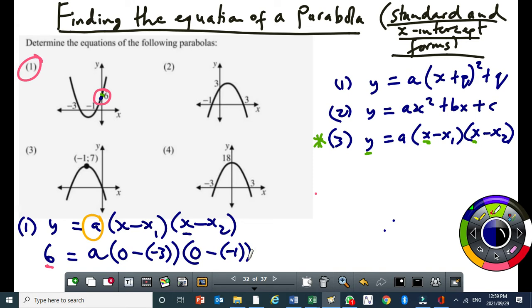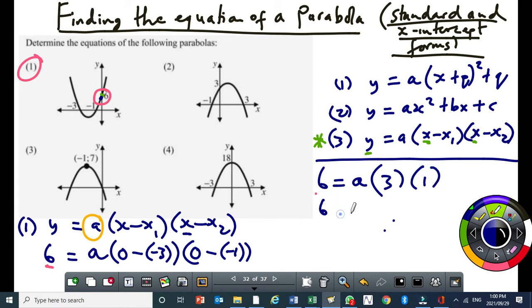Right? Then I need to simplify this. Okay? To simplify, it's not complicated. So I still have my 6 on the left. Then this a here, open bracket, 0 minus minus 3, that will give me a 3. 0 minus minus 1, that will give me positive 1. So you get 6 equal to 3a, therefore a is going to be 2. Remember, the a must be positive because the graph is happy. The graph is happy, so a must be positive.